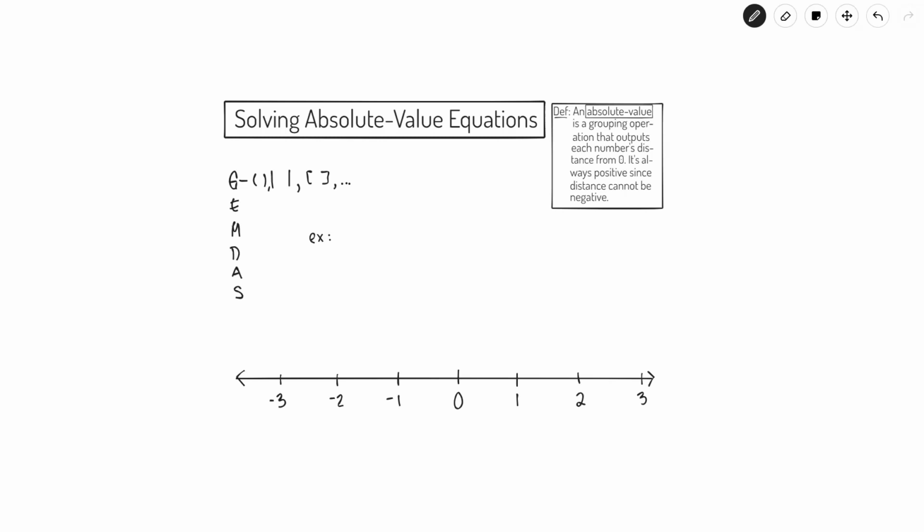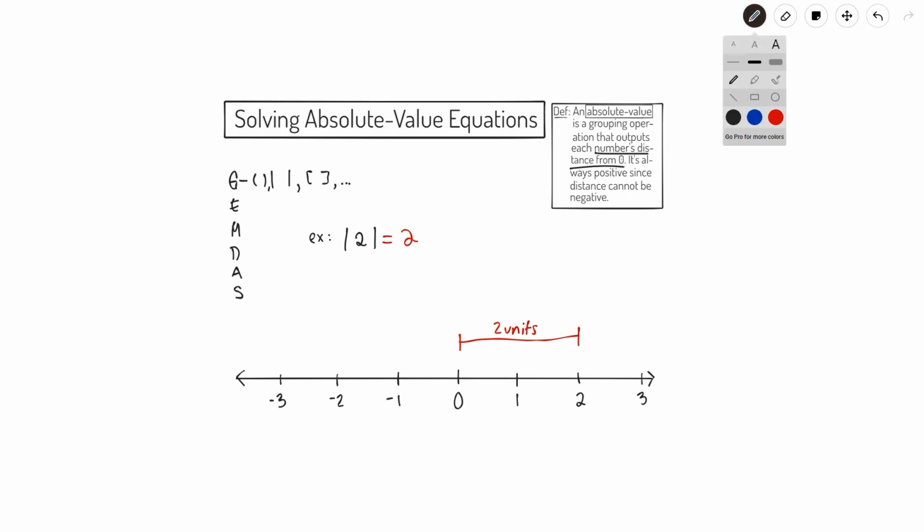Let's say, for instance, I want to find the absolute value of the number 2. Well, if I know the absolute value is an operation that just measures a number's distance from 0, let's go to this number line down here and see how far 2 is from 0. So I see 2 is located right here. I want to know how far it is from 0. I go all the way to 0, and I see that that is 2 units. I know that 2 is 2 units from 0, which makes sense. So the absolute value of 2 is equal to 2 because it's 2 units from 0.